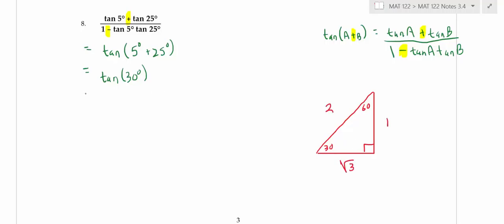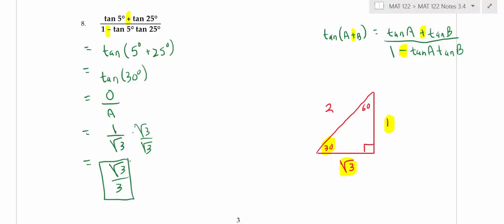So if we were doing the tangent, that's really opposite over adjacent. If you look at a 30-degree angle, opposite is 1, adjacent is square root of 3. So you'd have 1 over square root of 3, and then that would rationalize to square root of 3 over 3 as an answer to the problem. You could also look that up on the unit circle and do y over x if you wanted to. So that's what the answer to that problem would be.